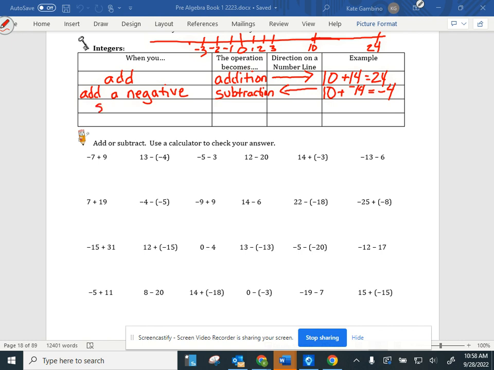When we subtract, we are using subtraction. And we are going to the left on the number line. An example would be 10 minus 14 equals that negative 4. So for the one on top and this one, we started at that 10, adding a negative, we go to the left, subtracting a positive, we're still going to the left.